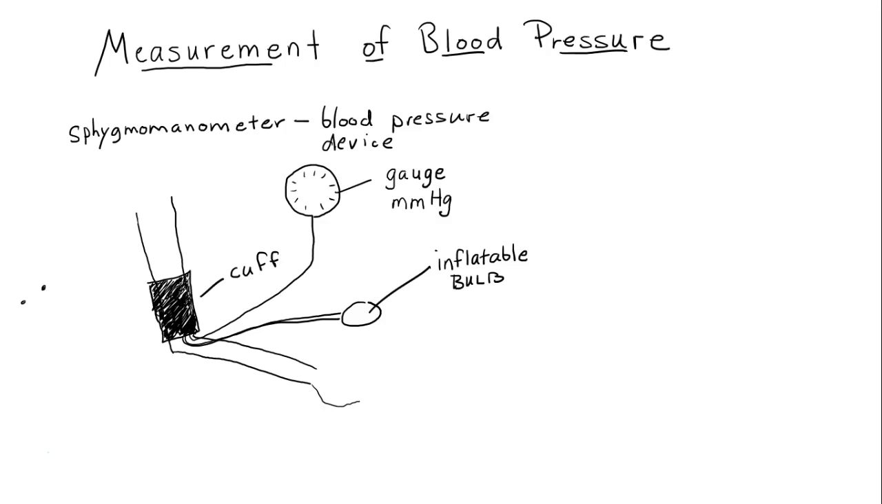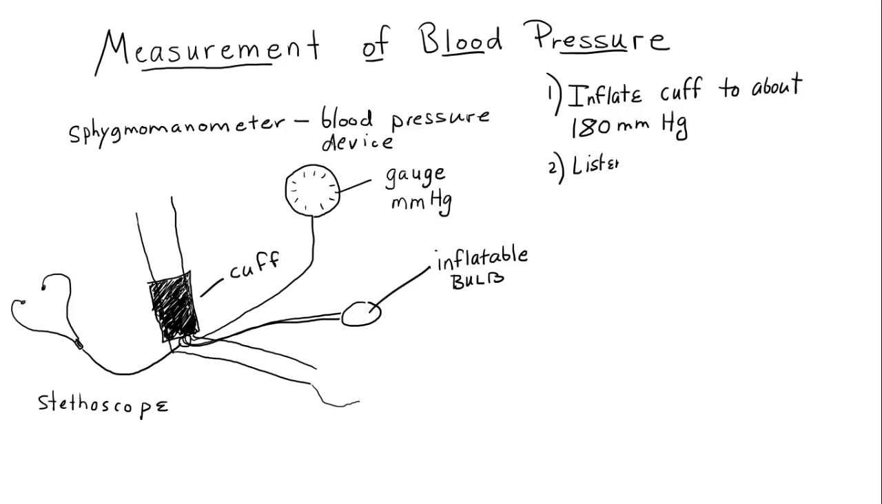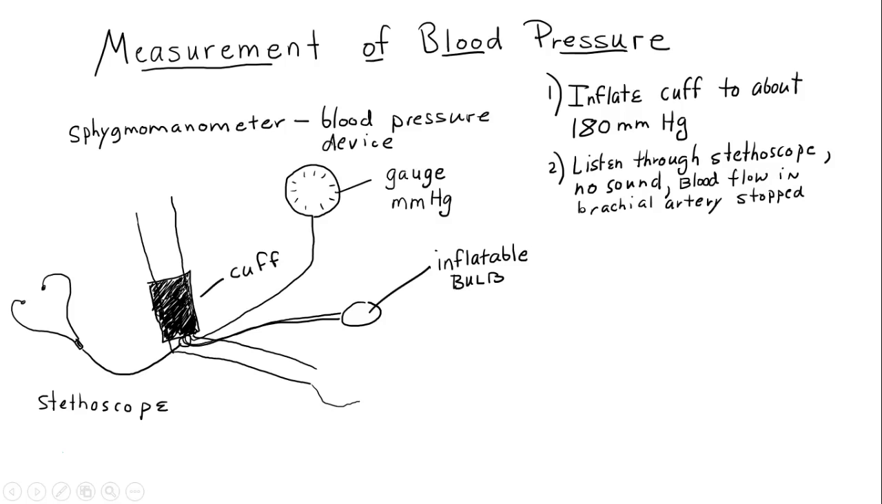And then a medical professional can listen to the changing force of the blood through the artery by putting on a stethoscope, which fits into the ear and has a little cap or disc that is placed over the arm. To measure blood pressure, the first thing we do is inflate the cuff to about 180 millimeters of mercury and then listen through the stethoscope. At 180 millimeters of mercury, you're not going to hear anything because you've cut off the blood flow in the brachial artery. And if you cut off blood flow, you're not going to hear anything.